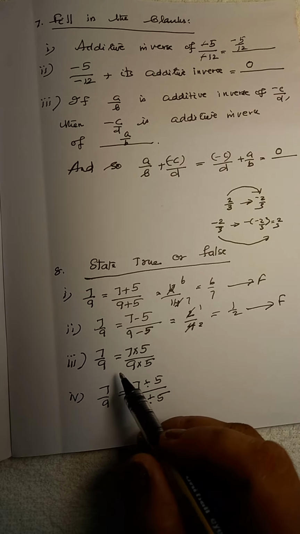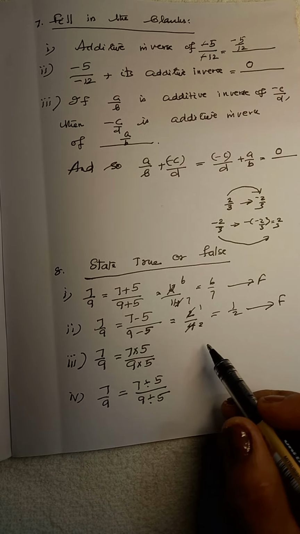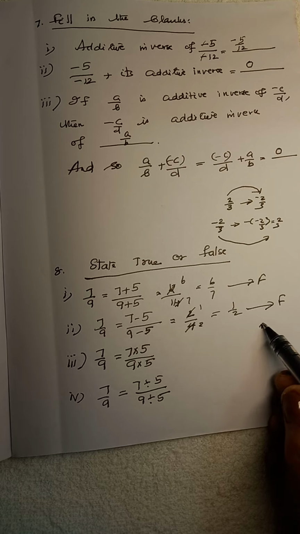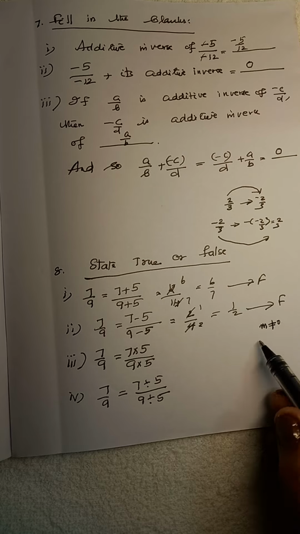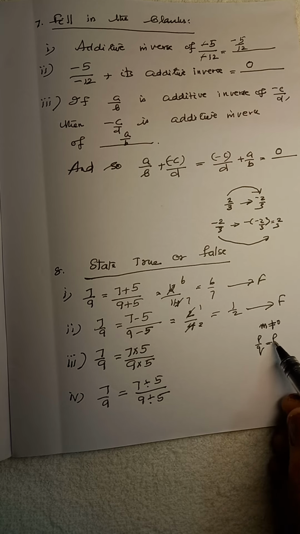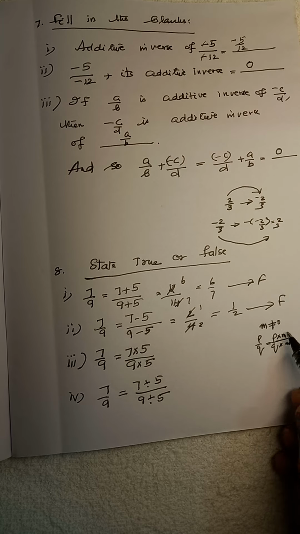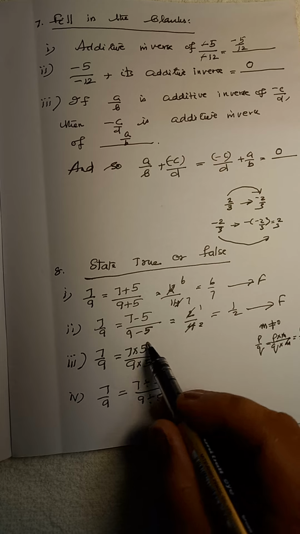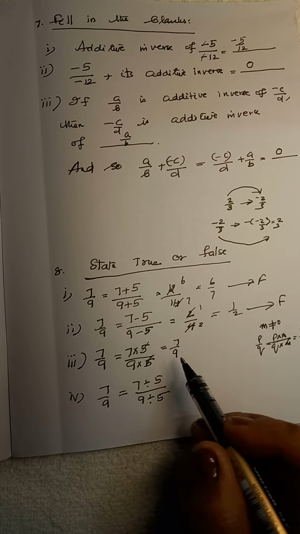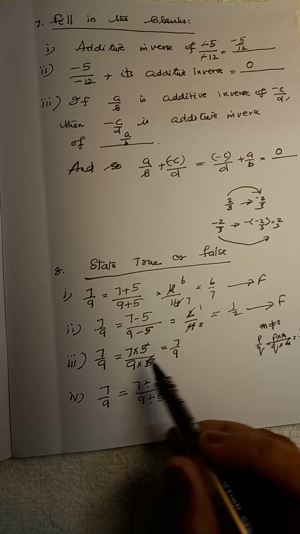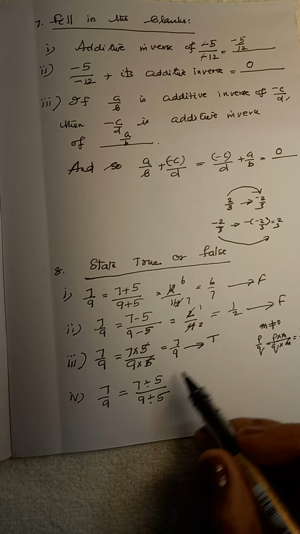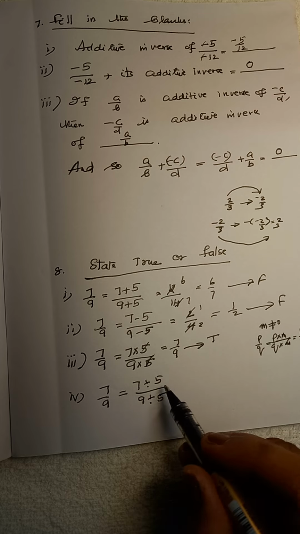Next, third question is 7 by 9 is equal to 7 into 5 by 9 into 5. Here let us take m as a non-zero integer and p by q is a rational number. Then p by q can be written as p into m by q into m. This also will be a rational number. Here, if m and m can be cancelled, then this is p by q, the original rational number. So, we can apply that here. So, 5 and 5 cancel. This is equal to 7 by 9. So, left side is equal to right side, 7 by 9. So, this is true.